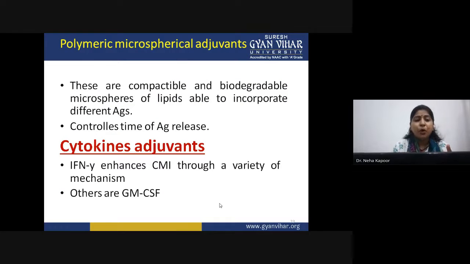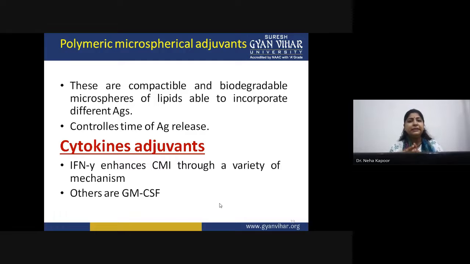There are certain polymeric microspherical adjuvants also. These are basically compact and biodegradable microspheres of lipids, and they are able to incorporate various varieties of antigens. That means they are broad spectrum. What we do is prepare microspheres of lipids because they are compact in size as well as biodegradable. That is why they are more commonly used. They control the timely release of the antigen inside the body.